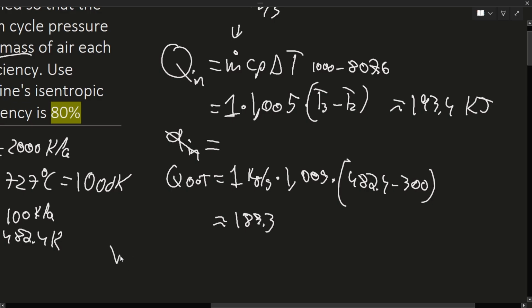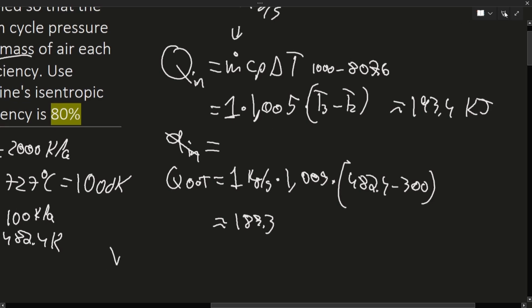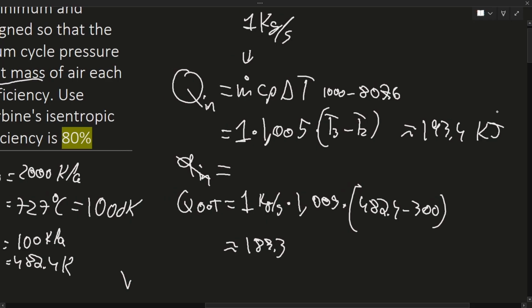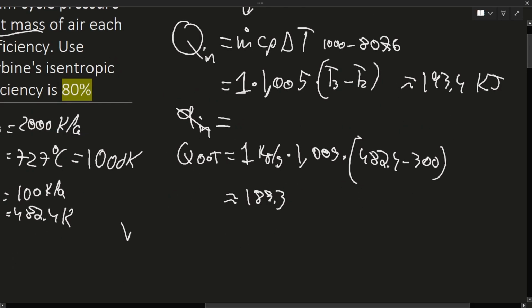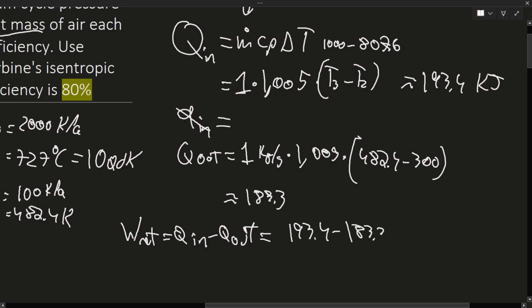So finally, work net equals Q in minus Q out, which is 193.4 minus 183.3. This gives you a value of 10.1 kilojoules. This is our final answer for our work net.